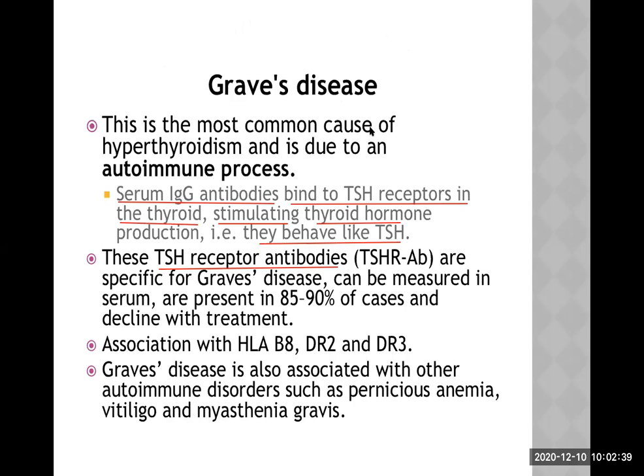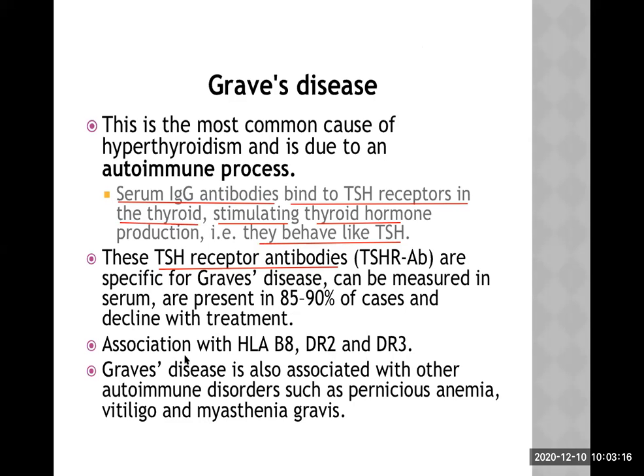Now, let's talk something more about them. They can be measured in serum and are present in almost 85 to 90% of the cases, and they decline with the treatment. So we need to show them for the confirmation of our diagnosis. We need to prove that they are present in the serum. And after we treat Graves' disease, the level of these autoantibodies also declines. So this is a good thing.